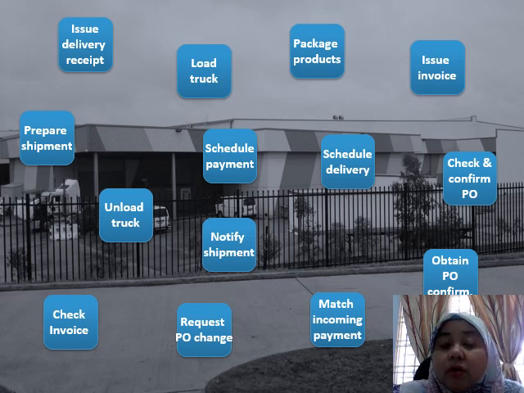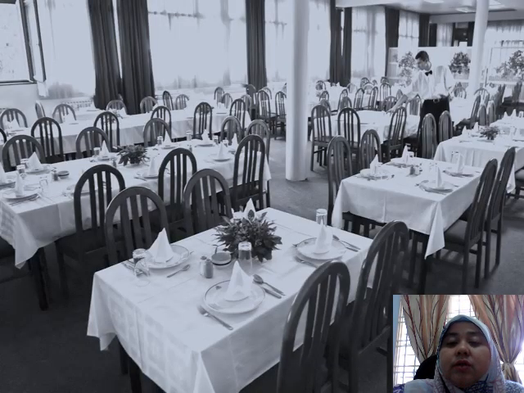So we have a lot of processes, but they cannot work in isolation. They must work in a proper systematic chain of processes. Chain, rantaian. Okay, we continue. So, for example, here is where are we right now? For example, if looking at the picture, it's a restaurant, right?